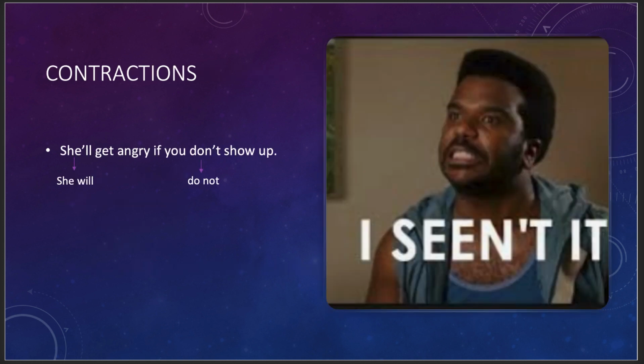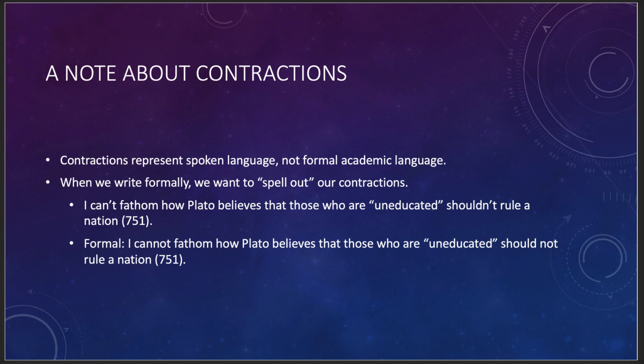How about this sentence? She'll get angry if you don't show up. So this was actually a contraction in the worksheet, and it's short for she will, and then don't obviously is do not. And then a note about contractions. Contractions represent spoken language, not formal academic language. When we write formally, we want to spell out our contractions.